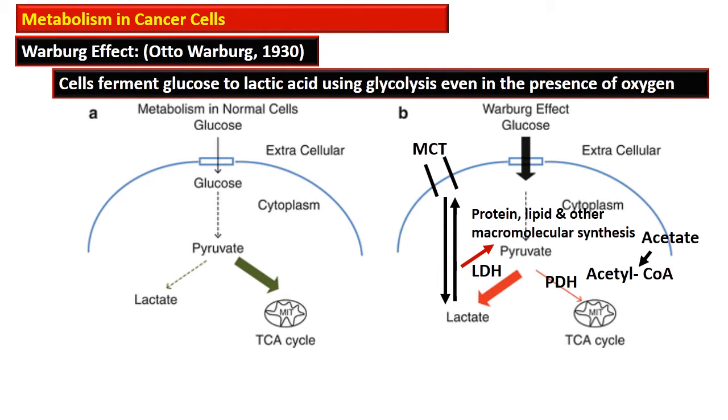Another source of this is acetate. In this, the acetate is converted into acetyl CoA, and this acetyl CoA then enters into the Krebs cycle or TCA cycle and responsible for lipid synthesis. Glutamine is another source that is converted into alpha ketoglutarate and then is responsible for cellular metabolism.